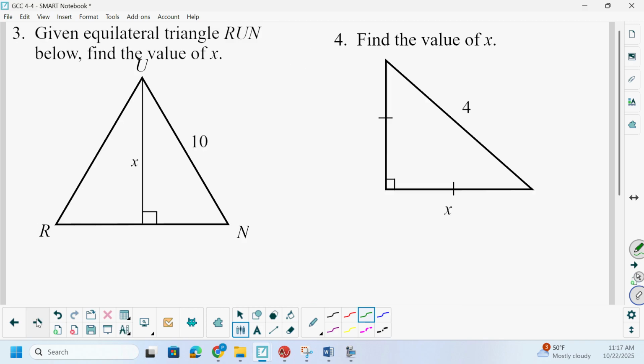For 3, we've got an equilateral triangle. So equilateral triangles, we know all of our sides are the same. We also know all the angles are 60. So these angles that were not split are 60. So if we work, say, with the right-hand triangle, because that's where the 10 is, we've got 60, 90, so the top angle must be 30.